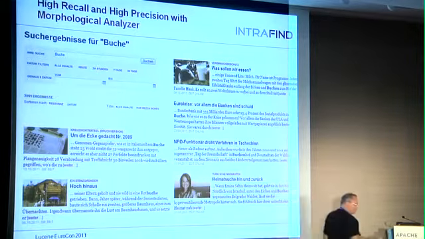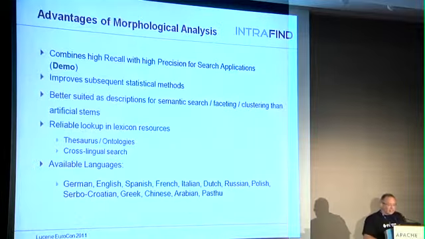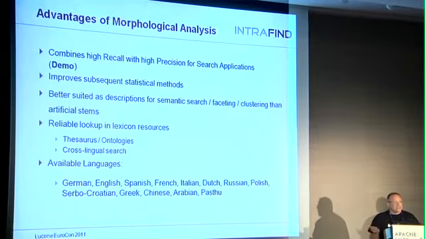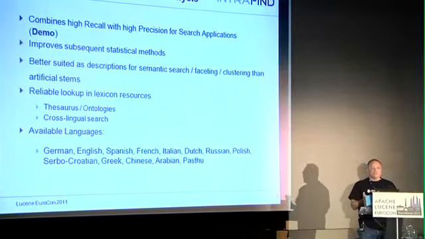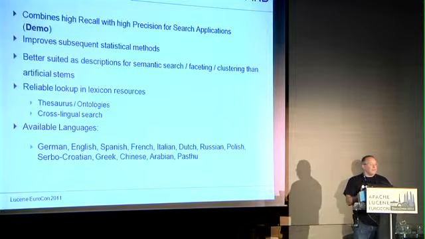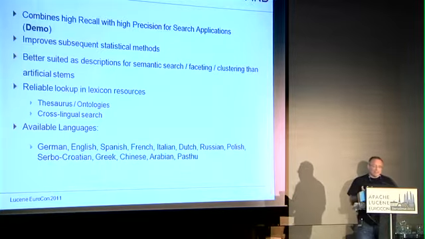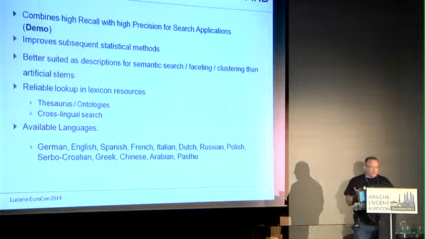So with a morphological analyzer, you get much higher precision. And of course, it helps you to improve subsequent statistical methods. It's better suited, for example, for cluster descriptions. As a cluster description, you don't want to have some strange stem. You need a base form as cluster description. You also need morphological analysis for having reliable lookup in ontologies or lexicons.